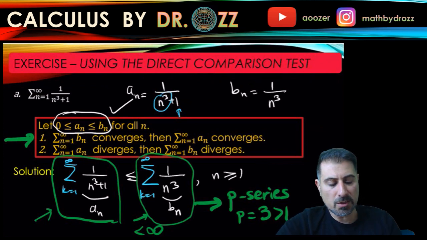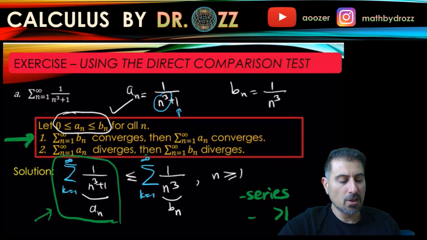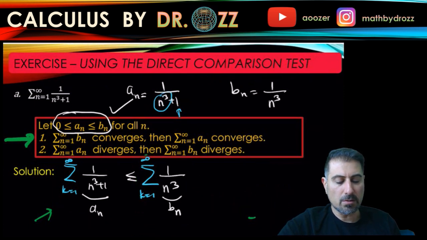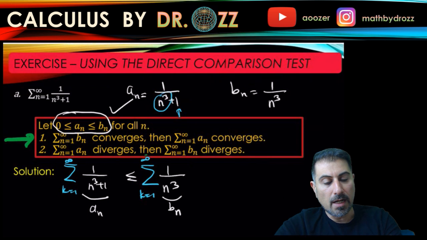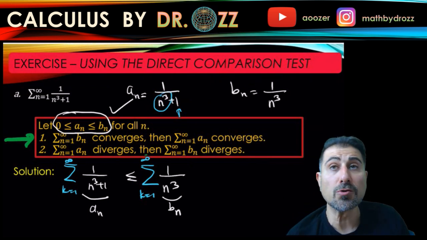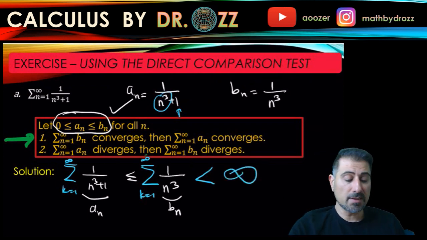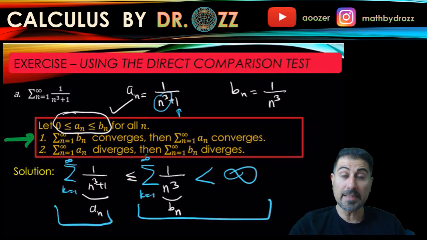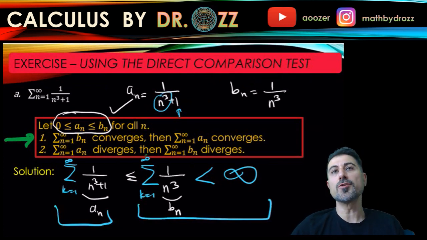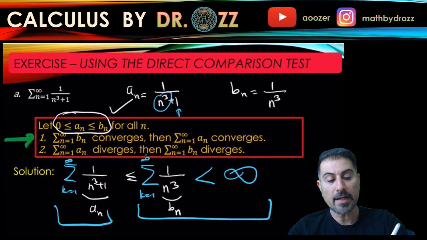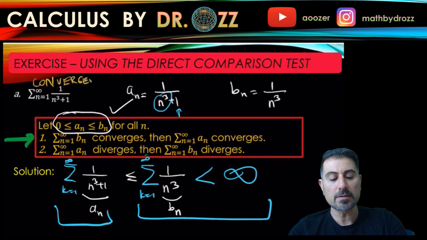So let me just clean this to show you the bigger picture. We have this inequality to hold true, and I just said that the one on the right is a p-series, so it converges. If this sum is less than infinity, well, the sum on the left is already less than something convergent, so it has to converge. So here I can go back and conclude that this is a convergent series.